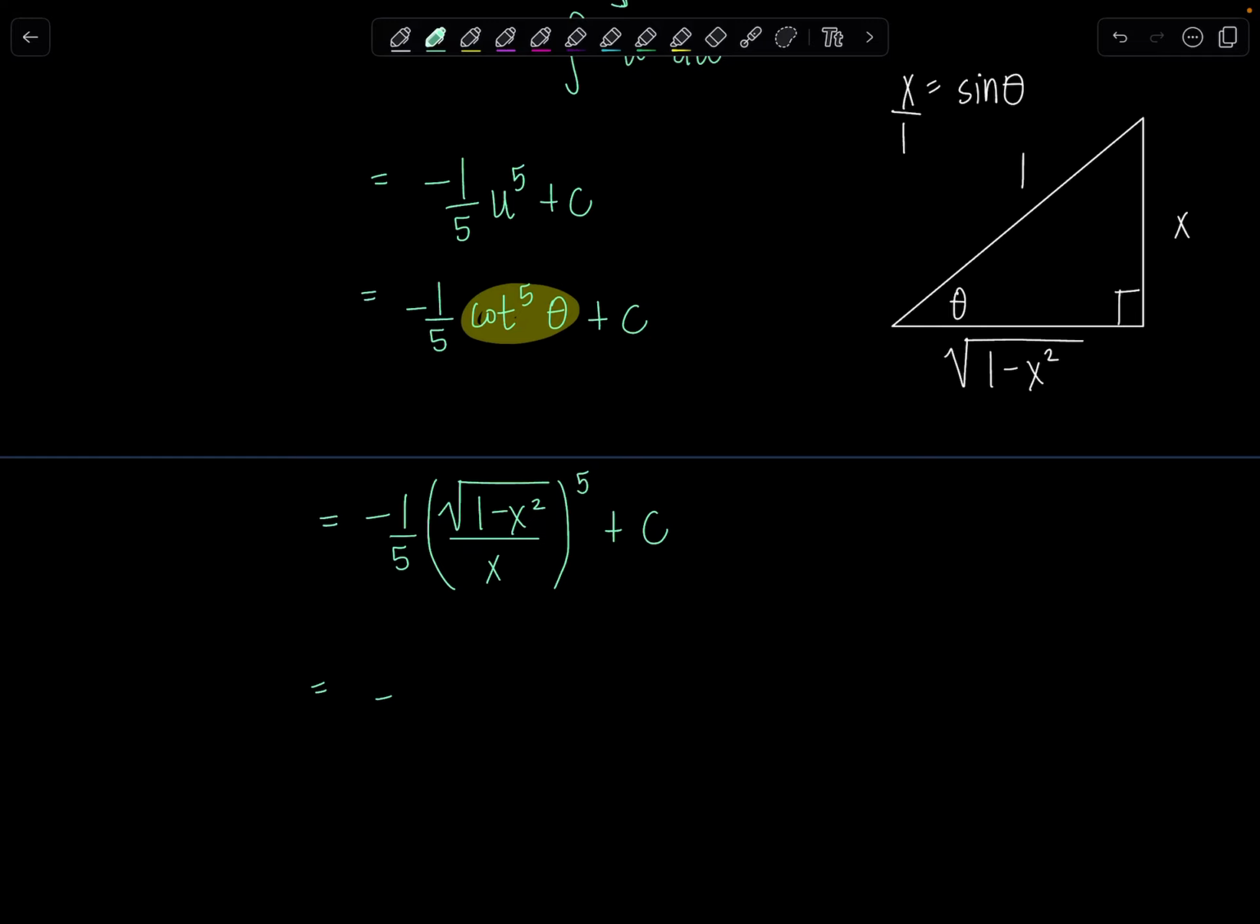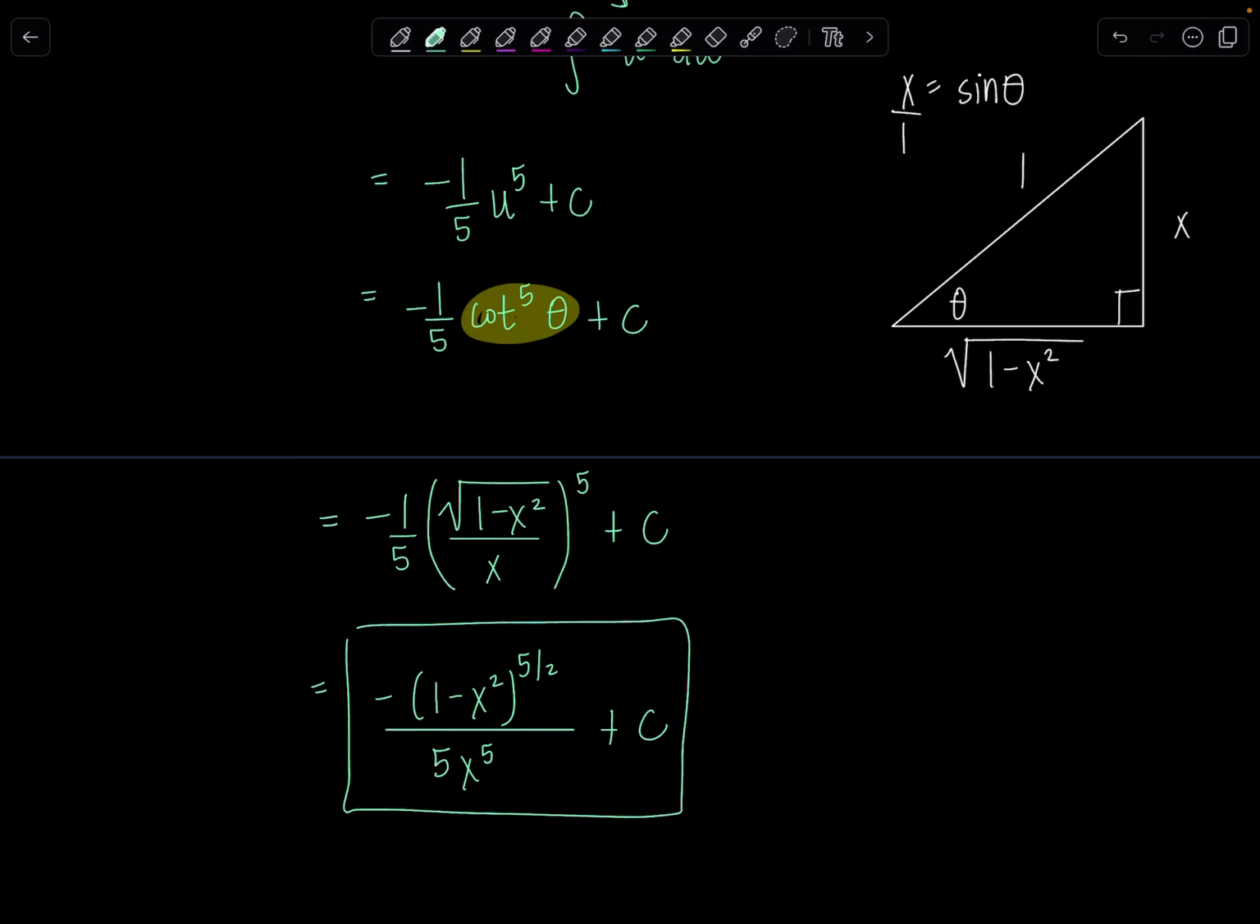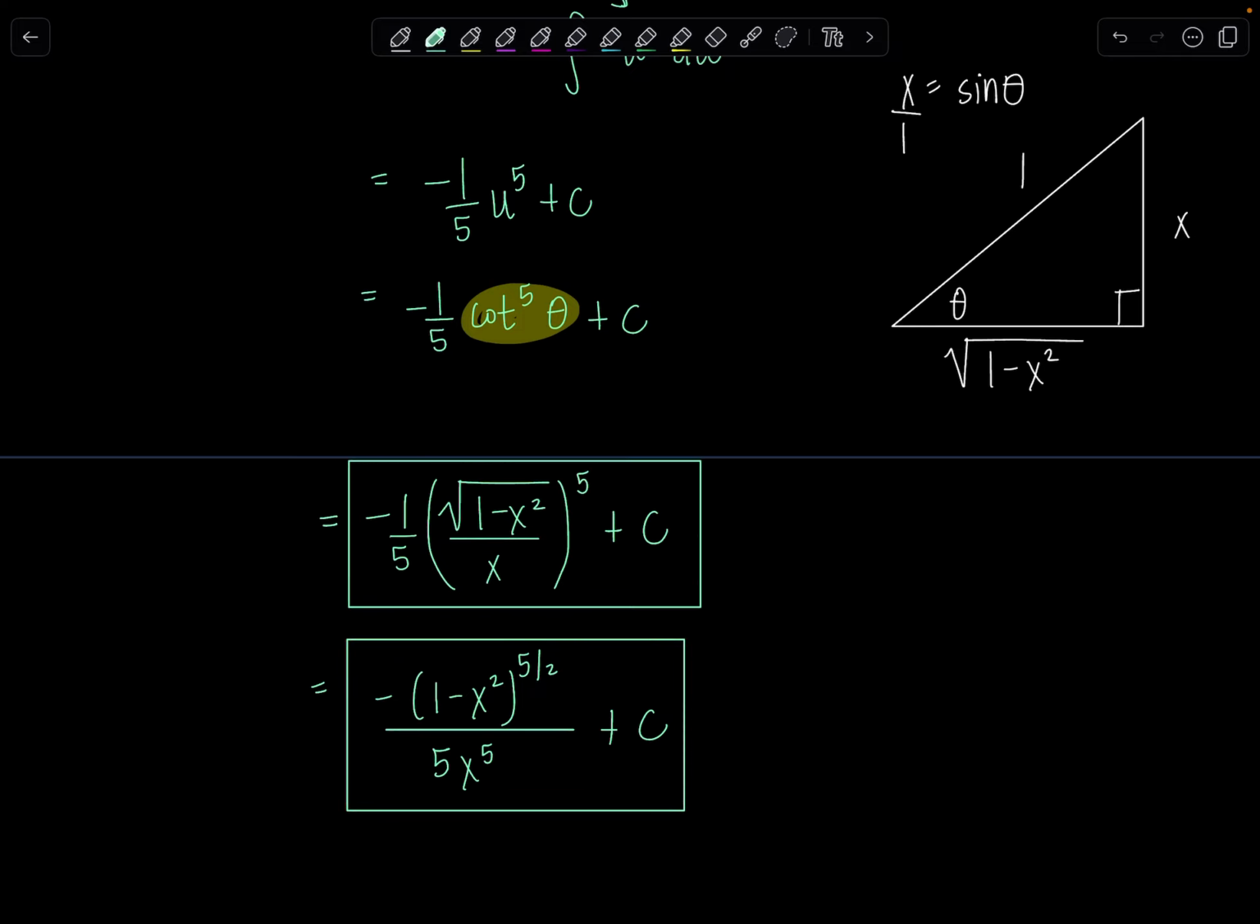I don't know how I felt. I kind of wanted to write it as negative (1 minus x squared) to the 5/2 over 5x to the 5th, with that negative out front. I don't know, I just like that better. Do you like one better than the other? I guess that first option is a little nice too. Vote in the comments down below. Which one do you like better? First one or second one? It doesn't matter. Anyways, that concludes the integral of the day.